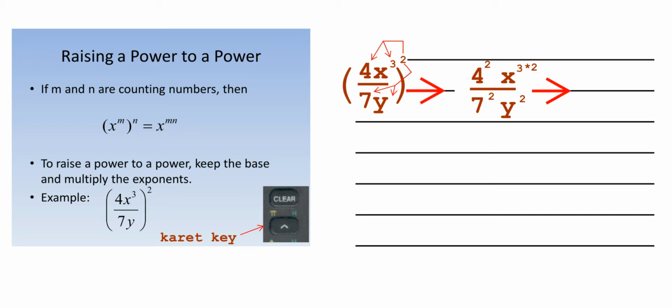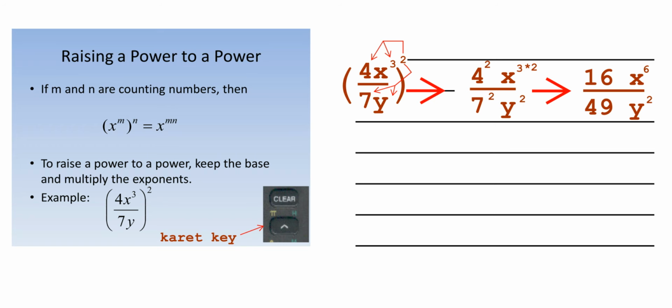So now as we simplify it, 4 squared, 4 times 4 is 16, and 7 squared, 7 times 7, is 49, agreed? And now simplifying our exponents, 3 times 2 on the x, so it becomes x to the power of 6, and y squared is still y squared. So there it is. Can we simplify 16 over 49? That is the big question.